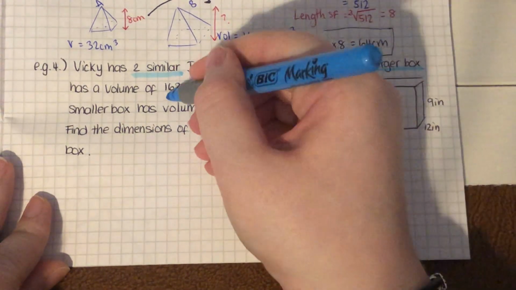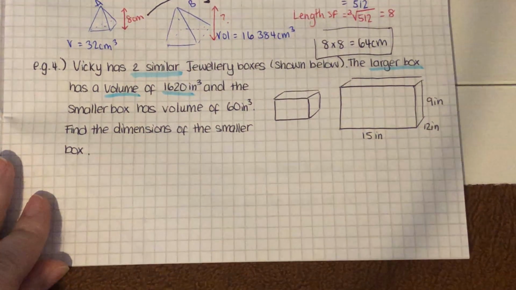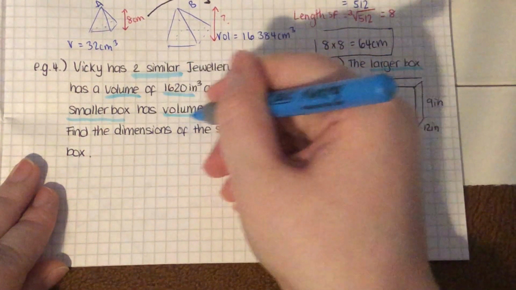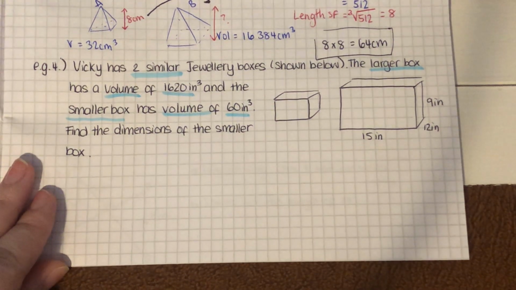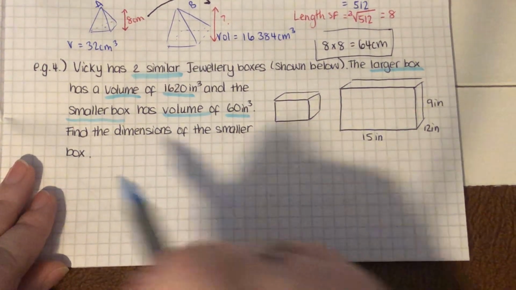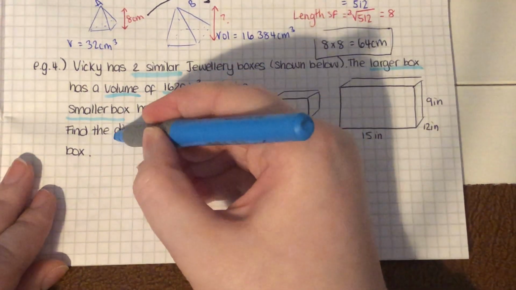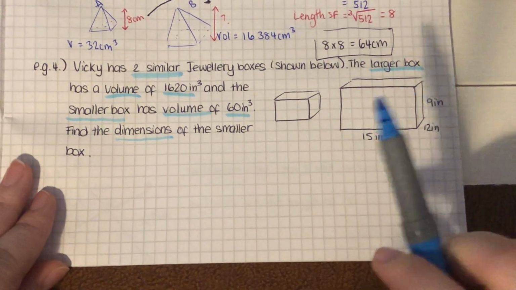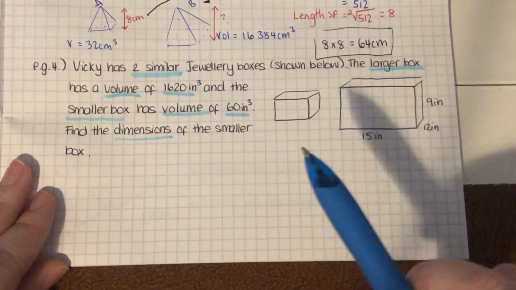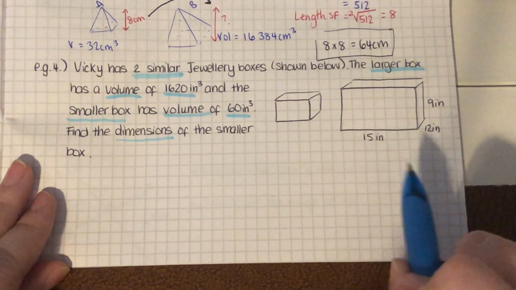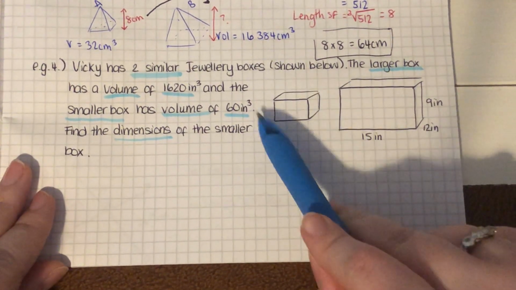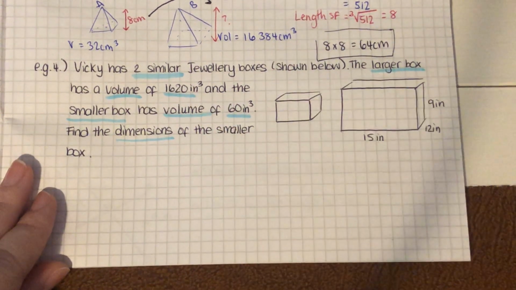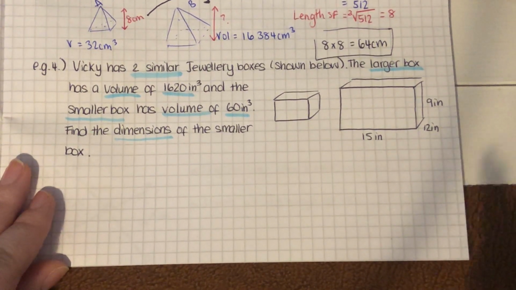We are told that the larger one has a volume of 1,620, and we're also told that the smaller one has a volume of 60, so it's going to be quite similar to the one above. We need to find the dimensions of the smaller, and dimensions just mean the lengths on all the sides. That's why we're given all the lengths here. To convert lengths, we need the length scale factor. We can't work out the scale factor at the moment because we're not given anything on the smaller cuboid, but we are given the volumes of both, so we can work out the volume scale factor to start off with.